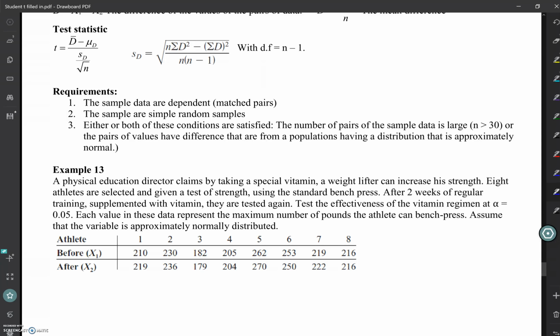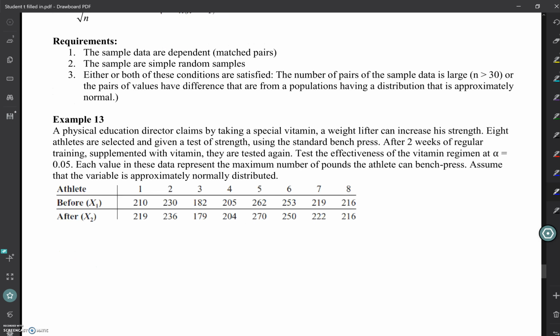Or physical education, and the director claims that this vitamin is for weightlifters and can increase their strength. So 8 athletes are selected, and they're given a test of strength using a standard bench press. After 2 weeks of regular training and supplement with the vitamin, they are tested again. We want to test the effectiveness of this vitamin regimen at an alpha equals 0.05.